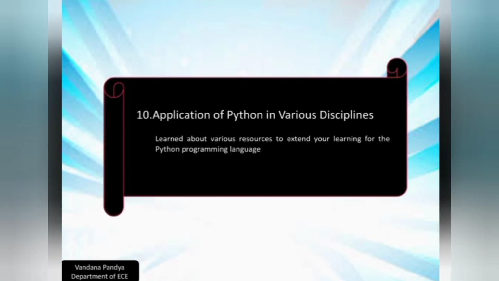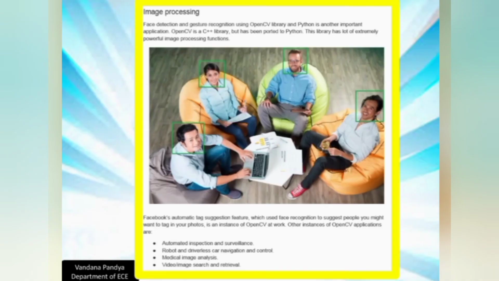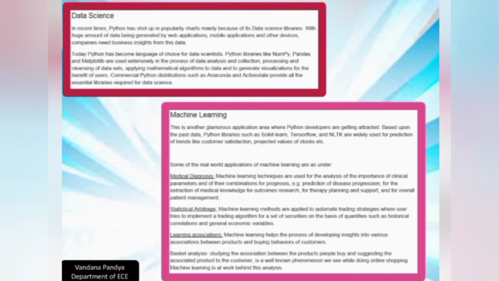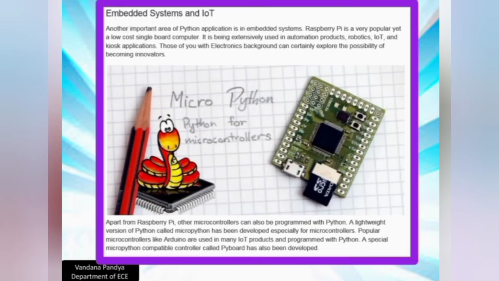This brings us to the last module, application of Python in various disciplines. Python can be used for image processing, with OpenCV, a C++ library. It also finds branches in data science and machine learning. It is popularly used for game designing for PCs and mobiles. Other arenas are embedded systems and IoT. Raspberry Pi and other microcontrollers are programmable with Python.